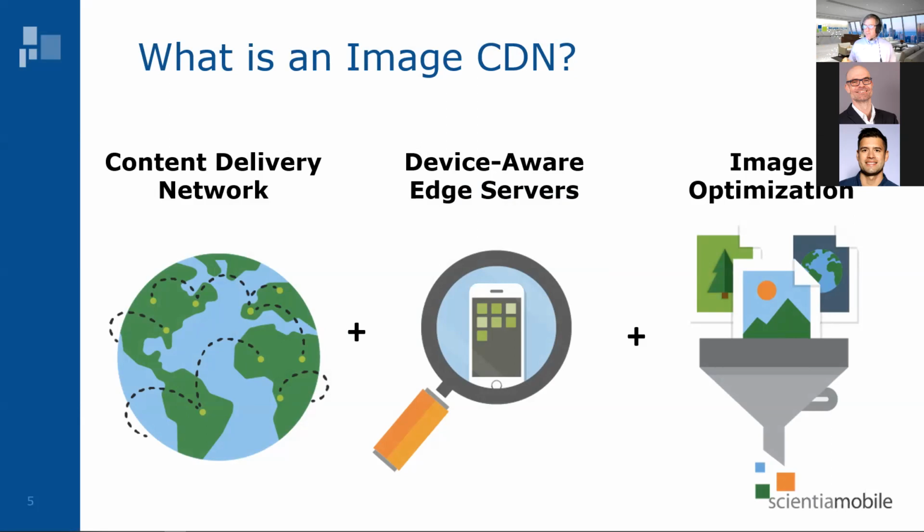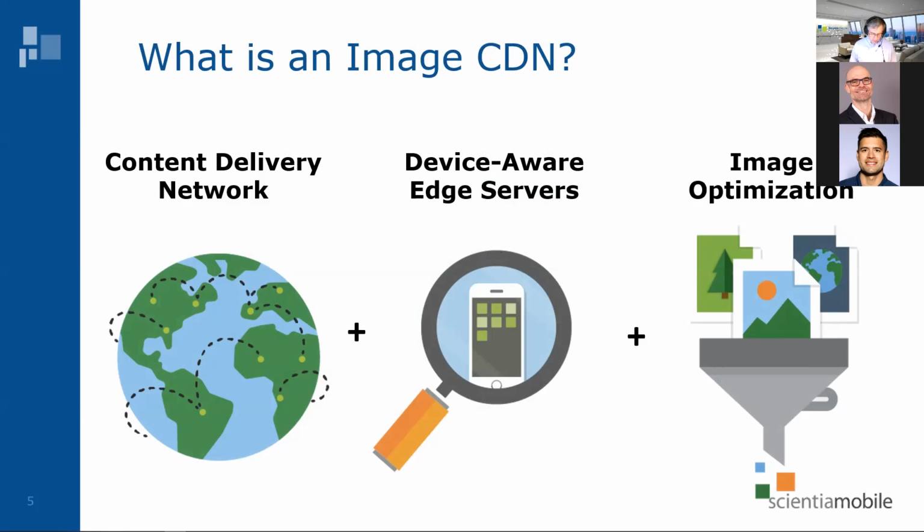There are several problems with a traditional CDN, though, especially when it comes to images. A traditional CDN does not know what type of device is coming to it. Therefore, it usually defaults and sends a much larger image than is necessary. And that leads us to the second part of an image CDN. It's a device-aware edge server.